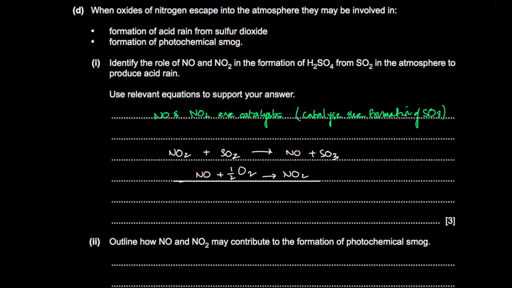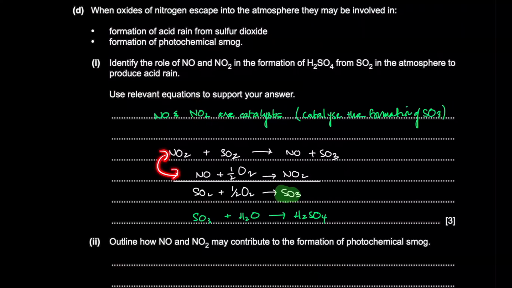The overall equation that you get is SO2 plus half O2 gives you SO3. Okay, so you made sulfur trioxide, and then this sulfur trioxide can react with water to produce sulfuric acid, right? An acid rain.